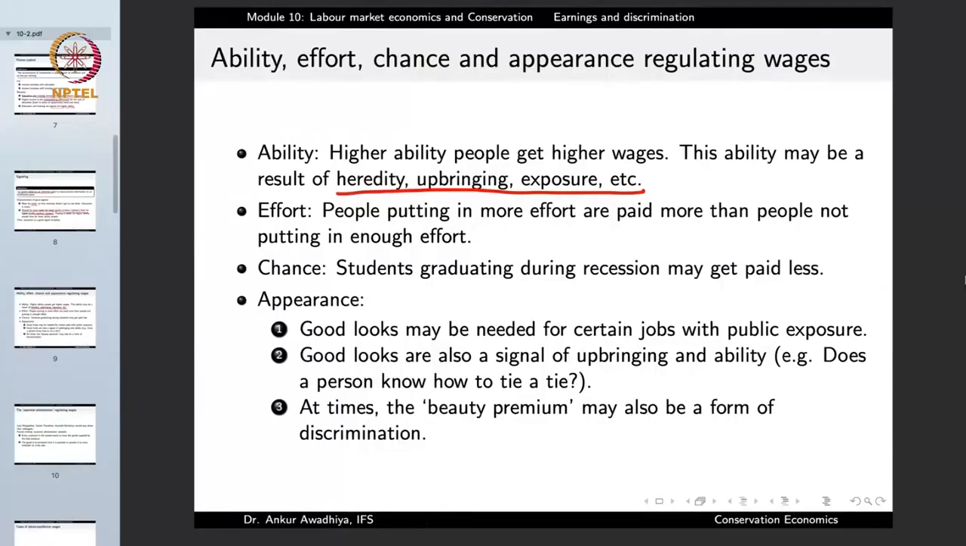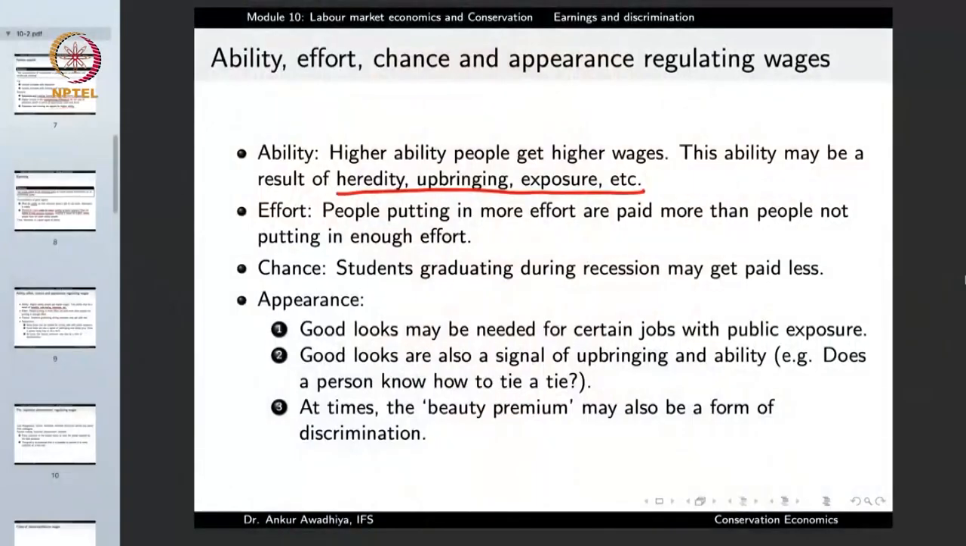Exposure can bring changes in ability. A person who has worked in different sectors, or a person who has worked in different countries and is exposed to different sorts of problems, will have a higher ability for problem solving than a person who is not exposed to these things. So exposure may change ability, and a person with higher ability will typically get a higher wage, even though both of these people are working in the same sector.